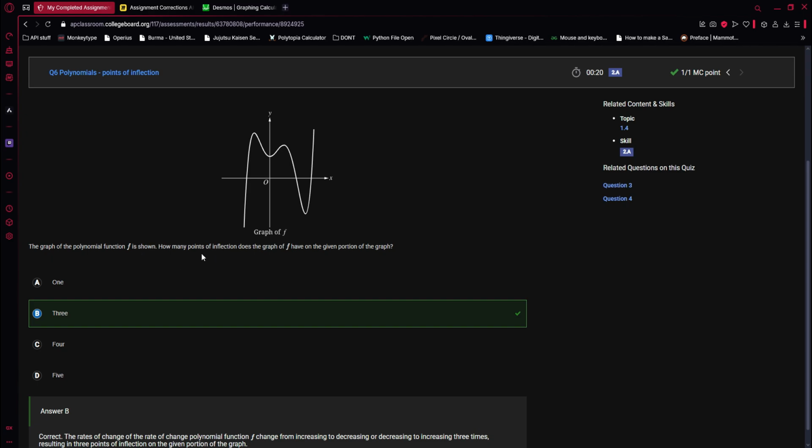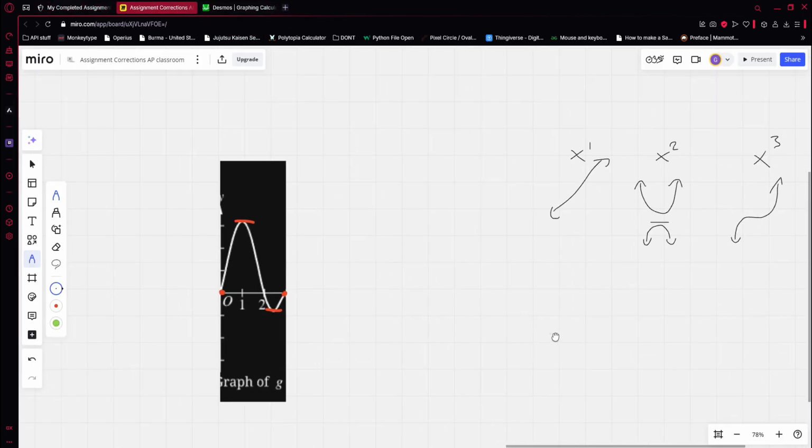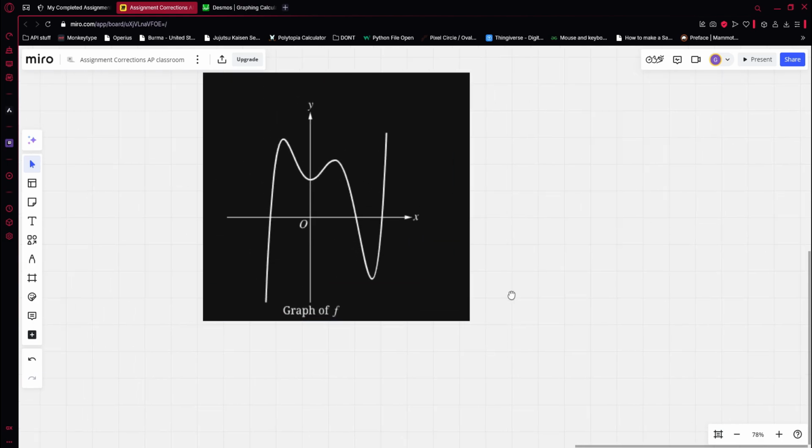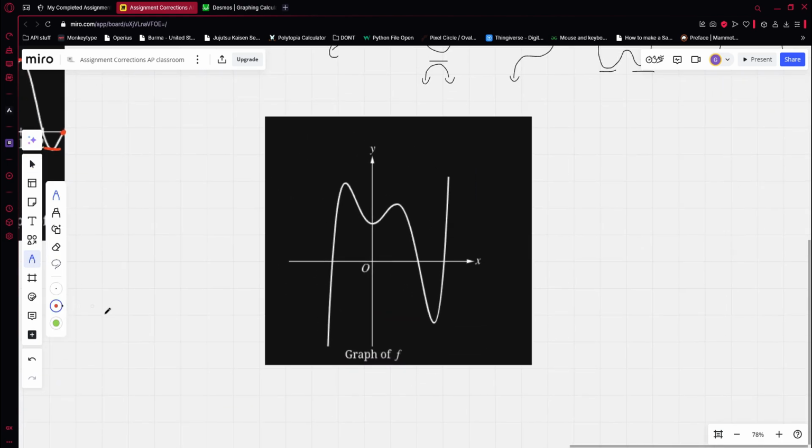How many points of inflection does the graph of f have on the given portion of the graph? So this is the given portion. So we read our answer choices, just numbers, 1, 3, 4, 5. But we know it's not 2. Like, okay. This one, very straightforward. We are going to mark our extrema, every single extrema.